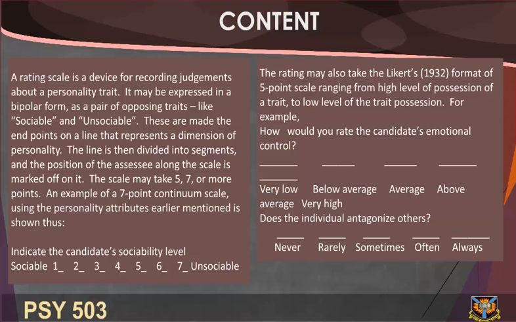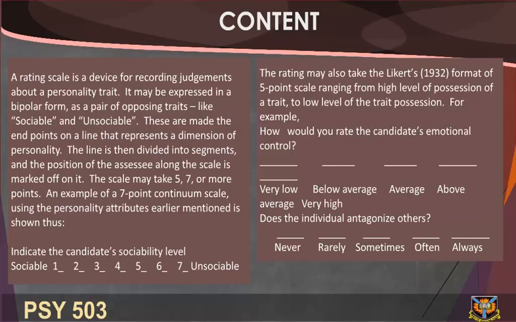The line is then divided into segments, and the position of the assessee along the scale is marked off on it. The scale may take 5, 7, or more points. An example of a 7-point continuum scale using the personality attributes earlier mentioned is shown thus. Indicate the candidate's sociability level: sociable 1, 2, 3, 4, 5, 6, 7, unsociable.